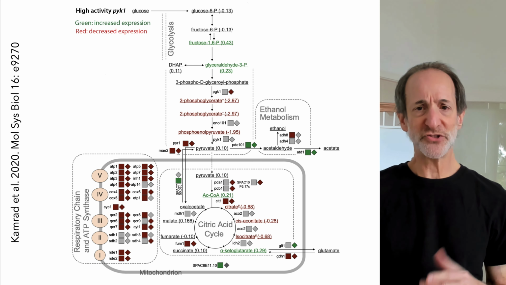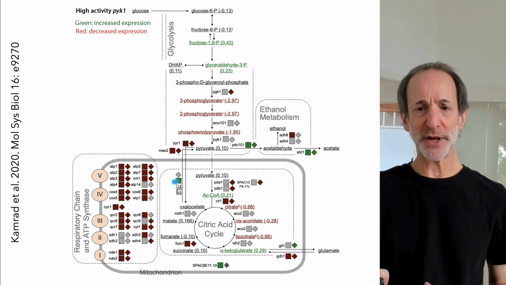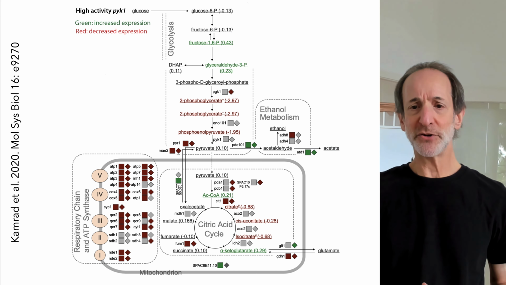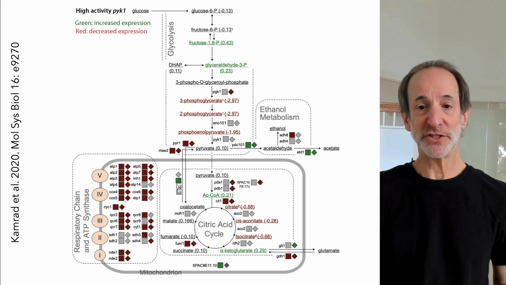Now, I was just showing you a subset. I was showing you the glycolytic subset up here with overflow. And the high activity allele actually had greater overflow than did the low activity allele.